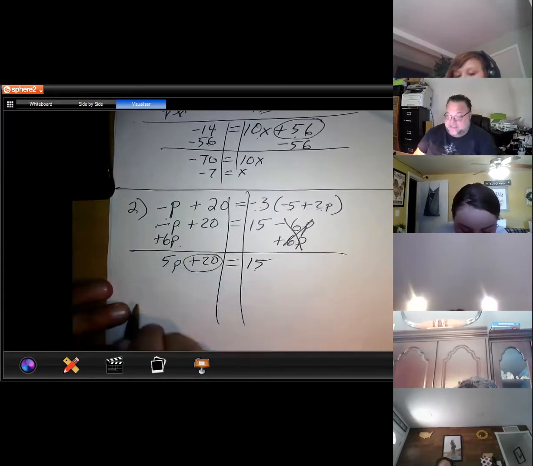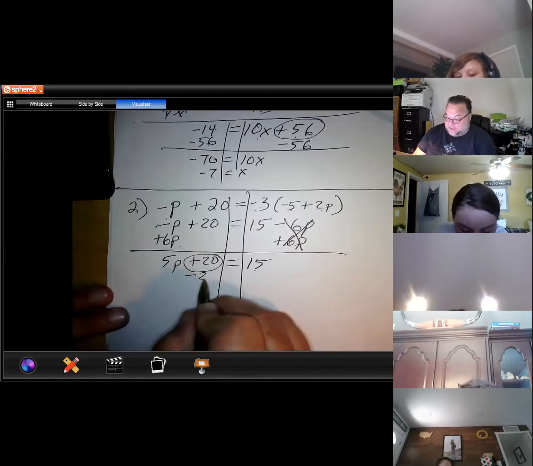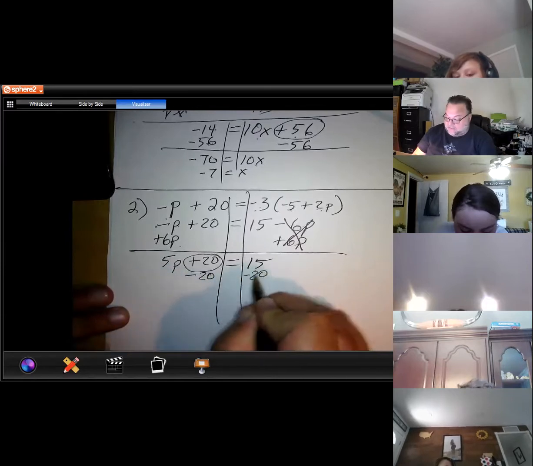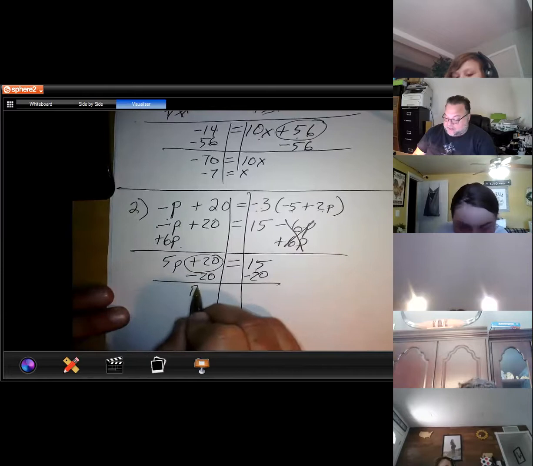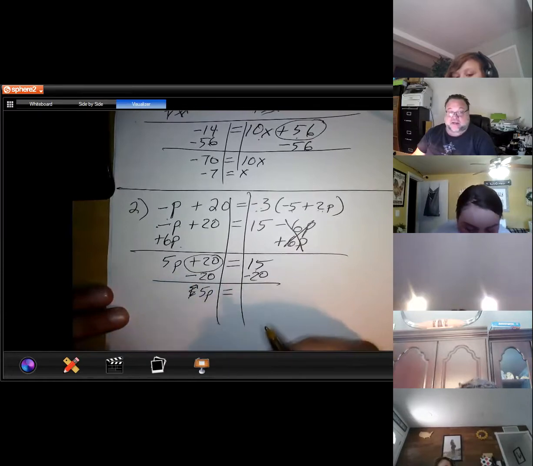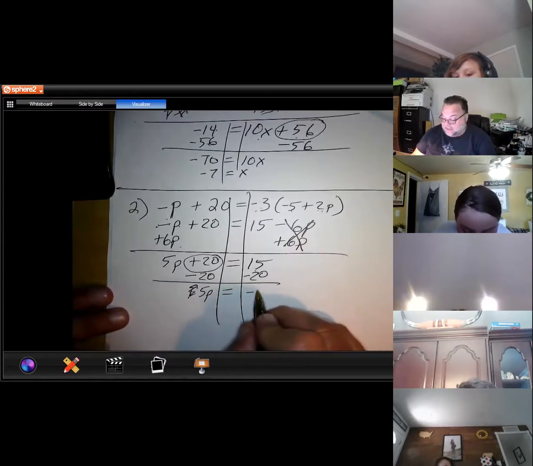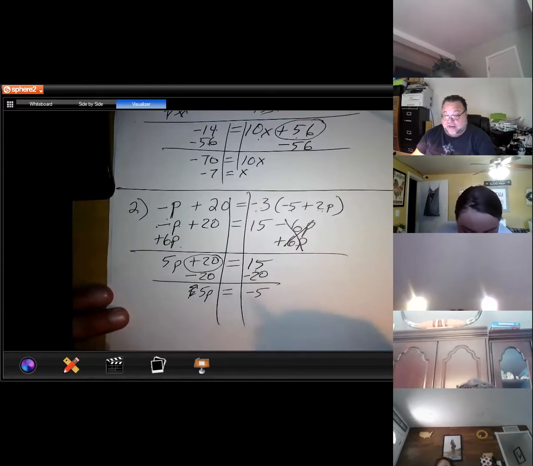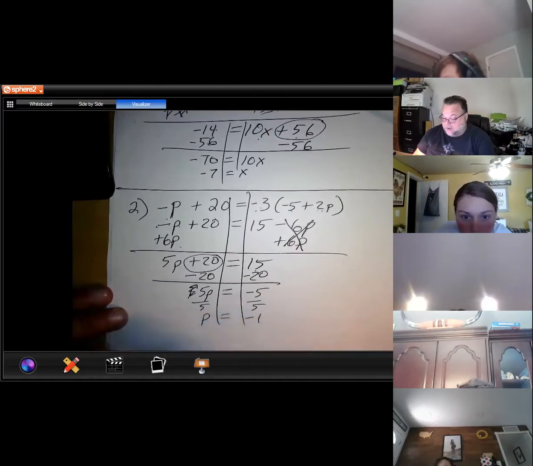This number is out of place now because it should be on the other side. To get rid of it, I'm going to subtract it. When I subtract it, whoa, what happened there? My brain tried to draw a completely different symbol. And I got negative 5 over here. And I'm going to divide both sides by 5. And I'll get p equals negative 1.